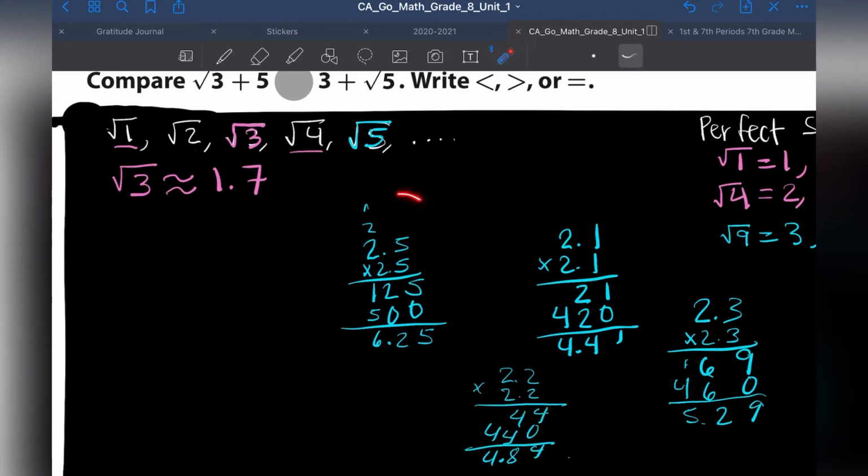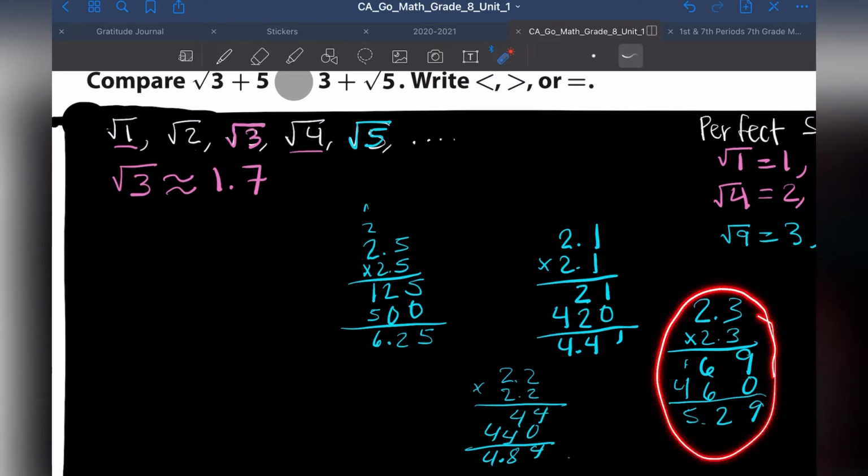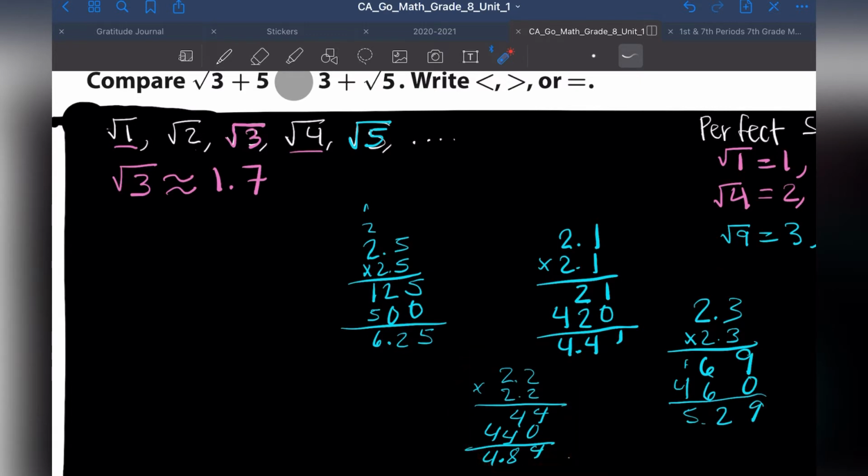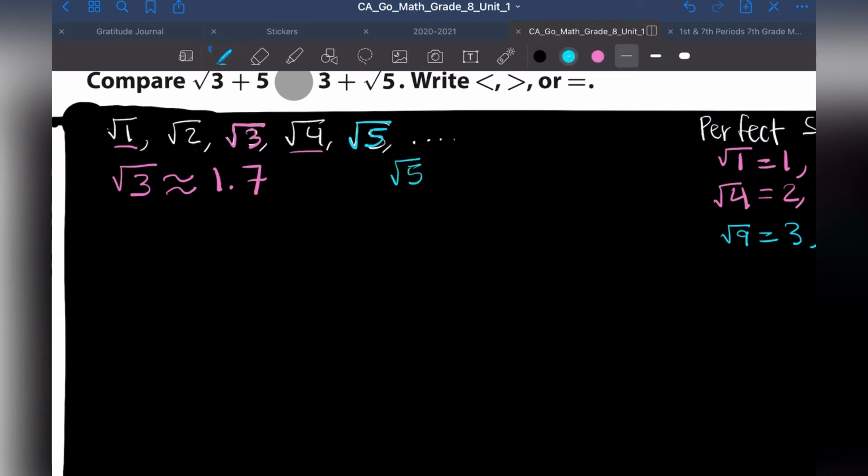Notice I started at 2.5 and that was way too big. So then I went down to 1.1 and that was way too small. Then I tried 2.3, that went over. So my closest estimate would be 2.2. The square root of 5 is very close to 2.2.